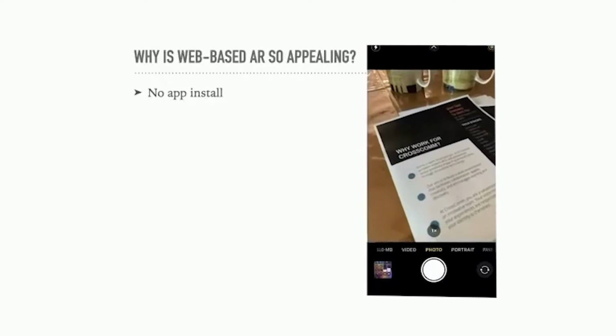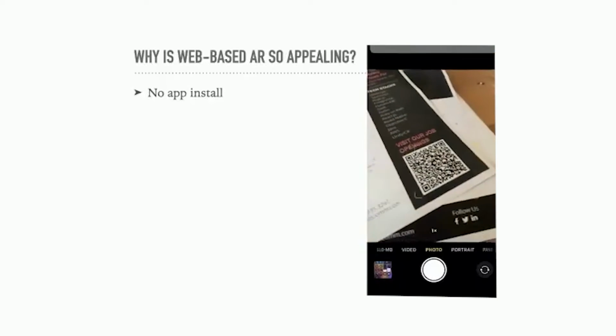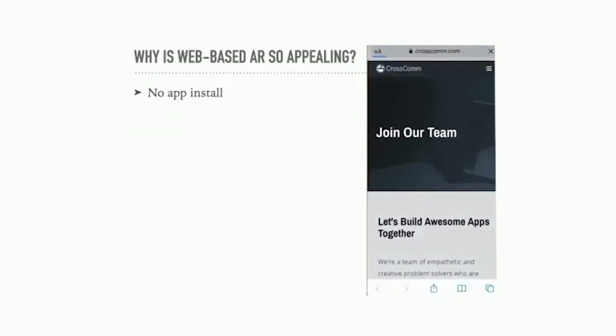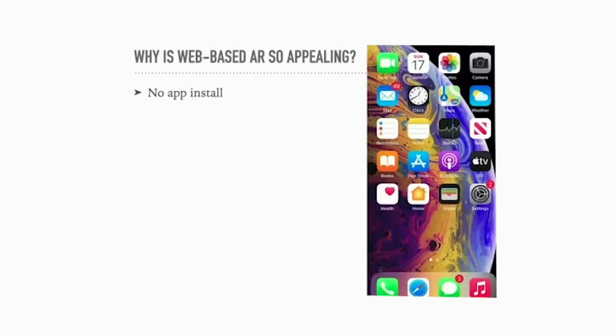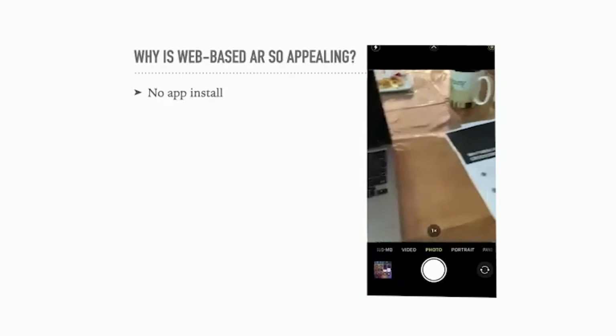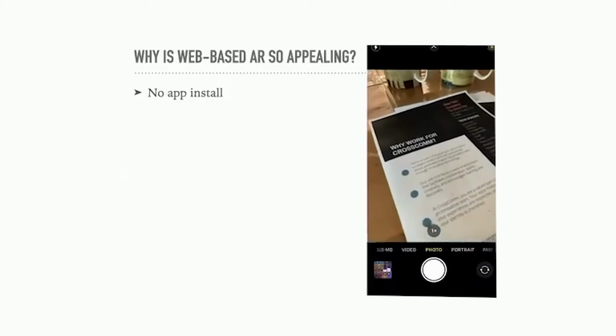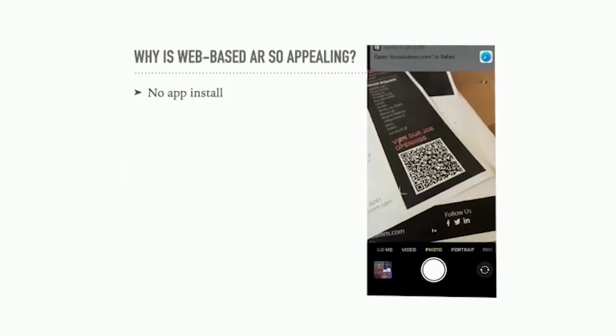It's so much easier to provide a link, a hyperlink, or even a QR code that points to a web-based experience. We even started using QR codes on some of our flyers, which is what the video example is showing right now, to direct users to web-based content.